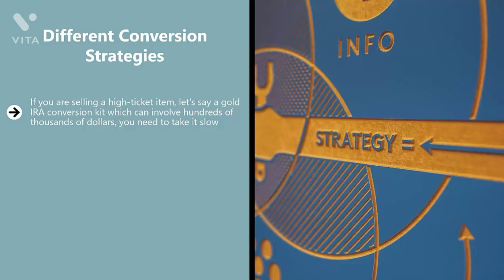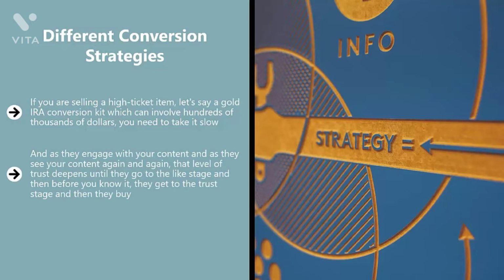If you are selling a high-ticket item, let's say a gold IRA conversion kit which can involve hundreds of thousands of dollars, you need to take it slow. You need to basically drip feed information to your audience so they can build trust over an extended period of time. As they engage with your content and see it again and again, that level of trust deepens until they get to the like stage, and then before you know it, they get to the trust stage and then they buy. Of course, this is not guaranteed. This is not a slam dunk. But you have to get the process going considering the dollar value of the transaction.